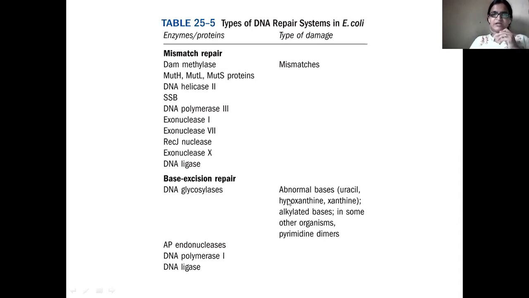And the second one is abnormal bases, that is uracil, hypoxanthine, xanthine, alkylated bases in some other organisms, pyrimidine dimers. So these are the problems which can be seen in DNA, and these are repaired by base excision repair, where the enzymes are DNA glycosylases and AP endonucleases, DNA polymerase 1, and DNA ligases.